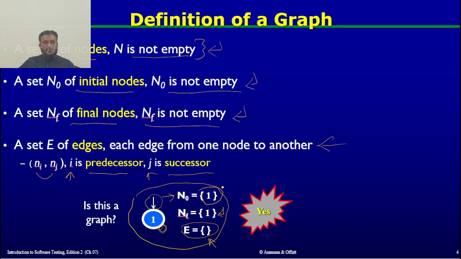We have a set of nodes that just has one node. We have a set of initial nodes that has one node. We have a set of final nodes that has one node. So if we question whether this is a graph or not, yes, in fact it is a graph because it fulfills all these conditions we just saw on the slide.